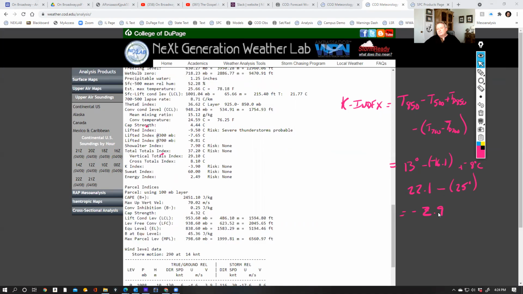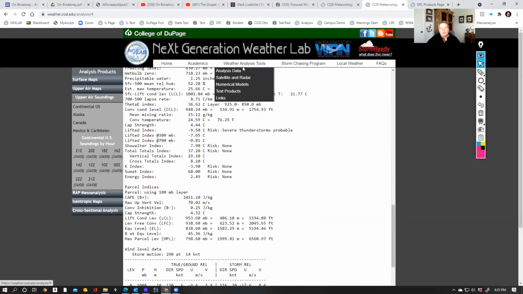Did you catch that? Negative 3.9, because I think 29 minus 8... I must have done something wrong. I'll deal with it. But you can always come down to the bottom and it'll tell you things. It also tells you the sweat index and the total totals index. So when I'm giving you the assignment, you're going to get these. What I'm going to do for you is give you an assignment.